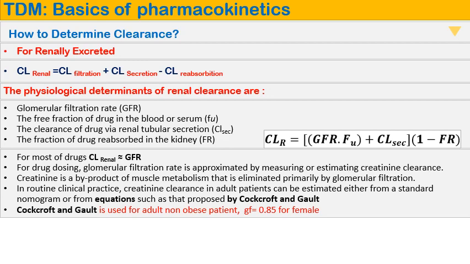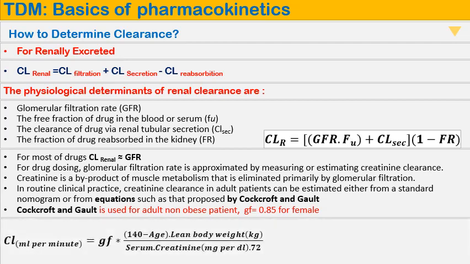For most drugs, the renal clearance is approximately equal to the GFR. So the simplest method for determination of the GFR is the measurement of creatinine clearance. Creatinine is a byproduct of muscle metabolism eliminated primarily by glomerular filtration. In routine clinical practice, creatinine clearance in adult patients can be estimated either from a standard nomogram or from an equation like the Cockcroft-Gault equation.